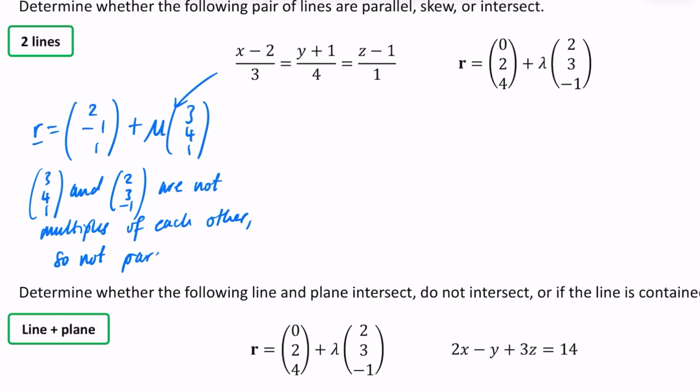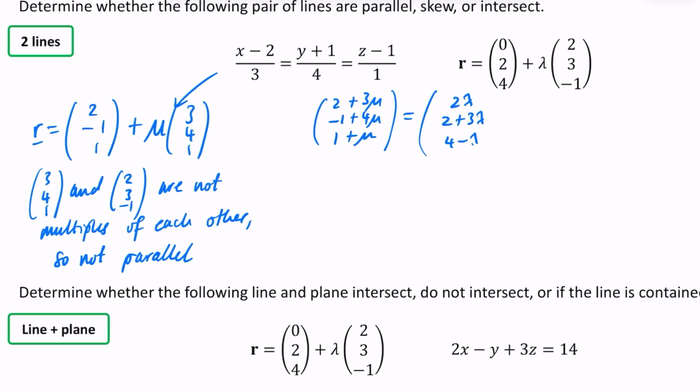Now, the next thing to investigate is, do they intersect each other? And you'll see I often like to write things when they are sort of two separate vectors as just one single vector. And I'll start off with this one that's over here. So that would be a 2 plus 3 mu, a -1 plus 4 mu, and a 1 plus mu. And you equate them. So I'm going to equate it to this side. That's a 0 plus 2 lambda, a 2 plus 3 lambda, and a 4 minus lambda.